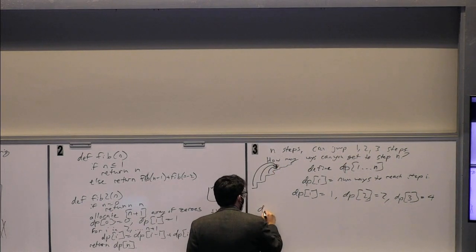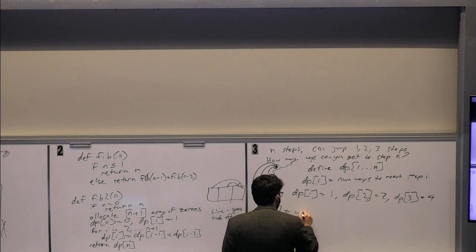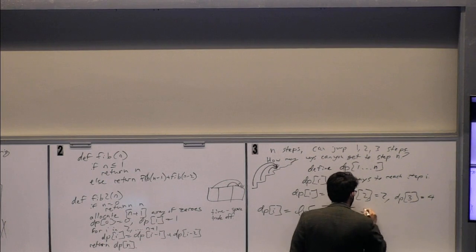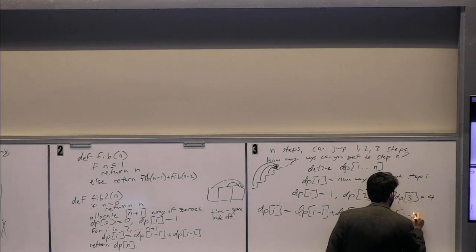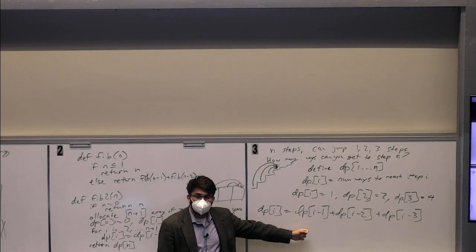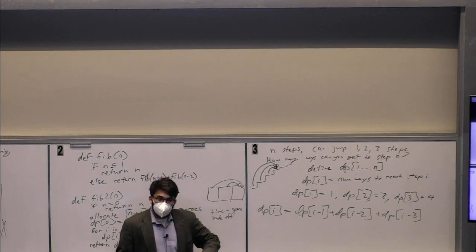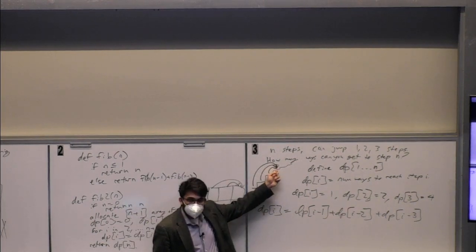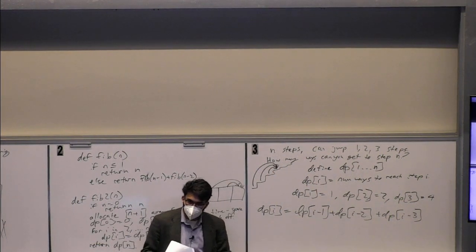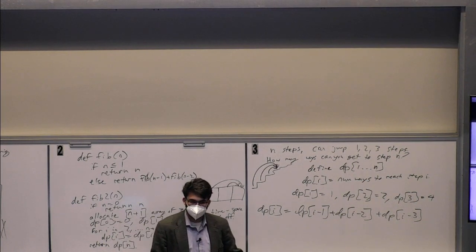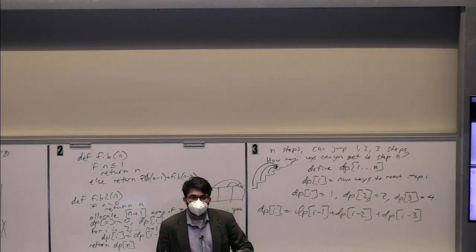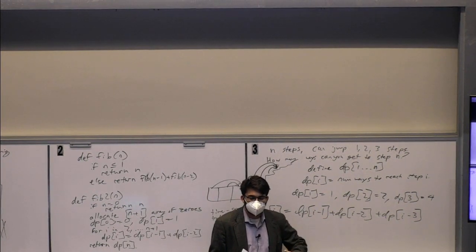So it turns out that DP of I will be equal to DP of I minus 1 plus DP of I minus 2 plus DP of I minus 3. Why? Well, DP of I minus 1 is the number of ways to reach the I minus 1 step. This accounts for all the ways you could reach the I minus 1 step and then perform one jump. Right? This I minus 2 is all the ways you could reach up to two steps before, and then you jump two steps.